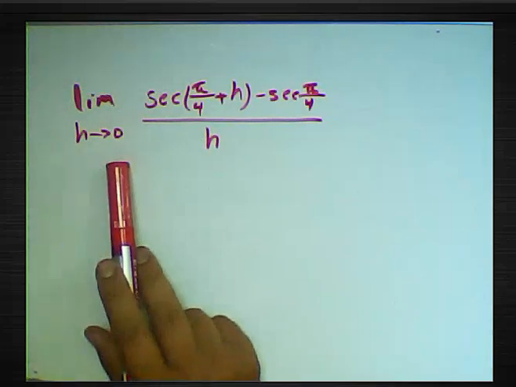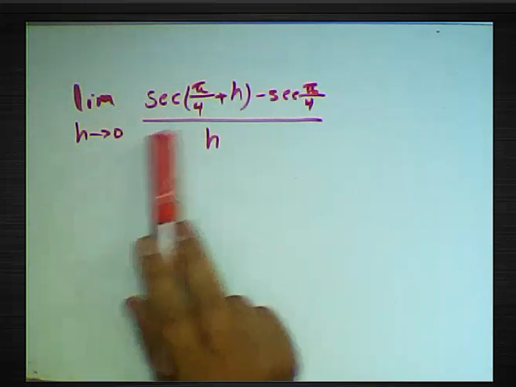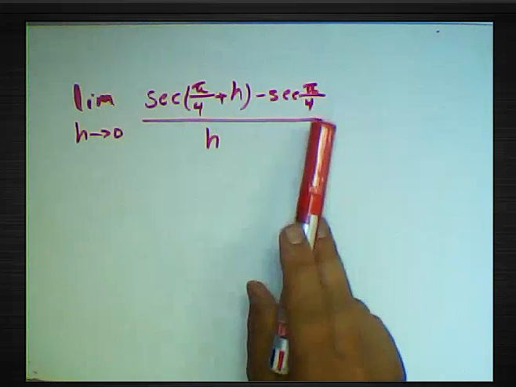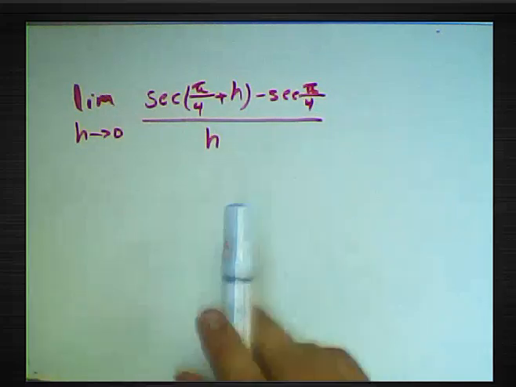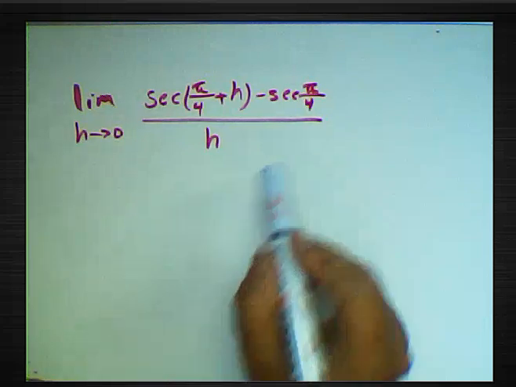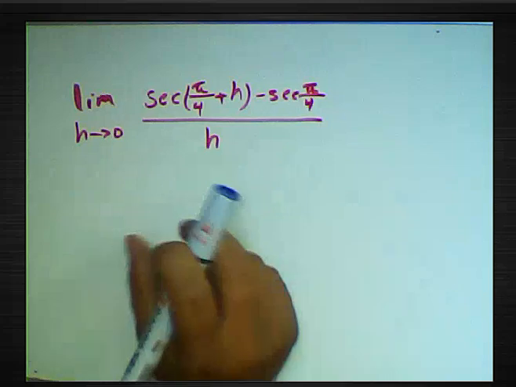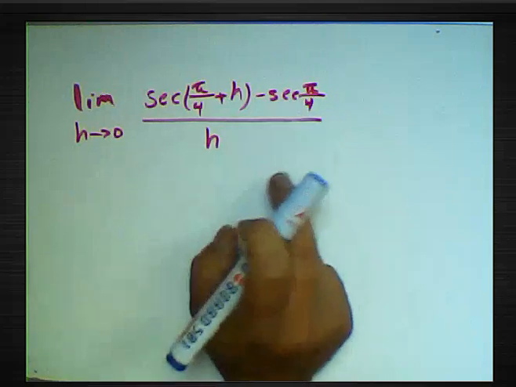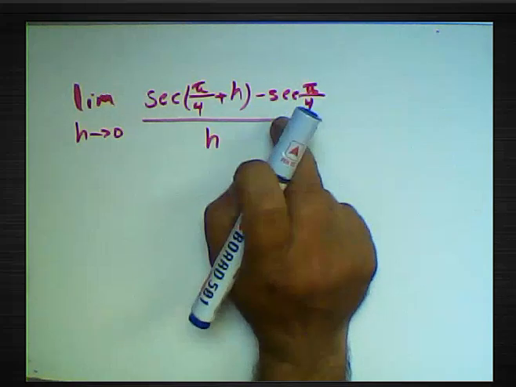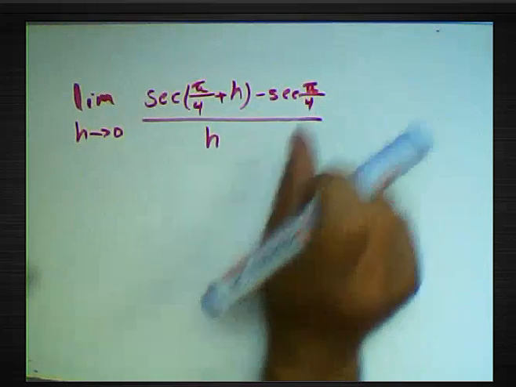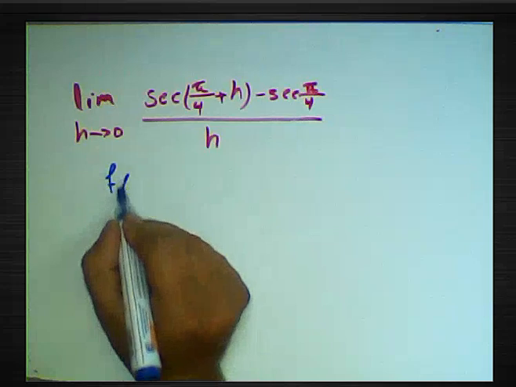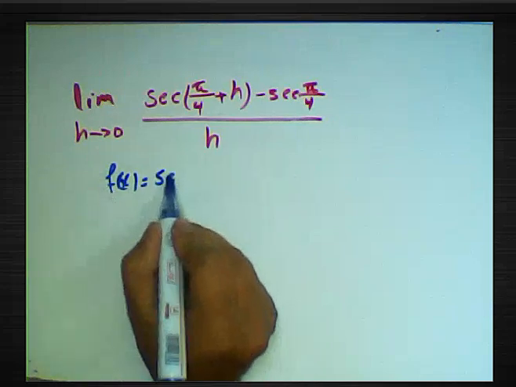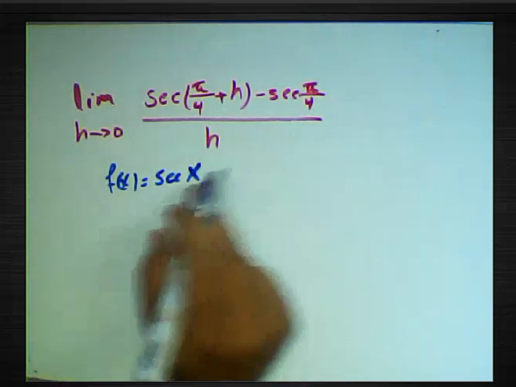Limit as h approaches 0 of sec(pi/4 + h) minus sec(pi/4), over h. Here in this example, x equals pi over 4. So the function here will be sec x. You remember the last example, I solved it by finding the derivative of this function. Here the function is sec x, and x equals pi over 4, so you can write f of x equals sec x, and x equals pi over 4.